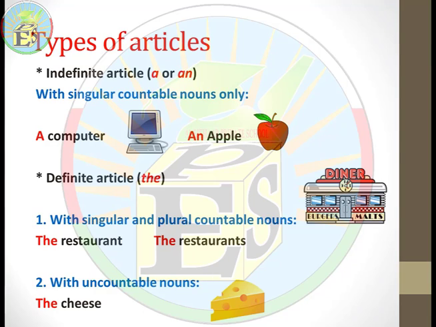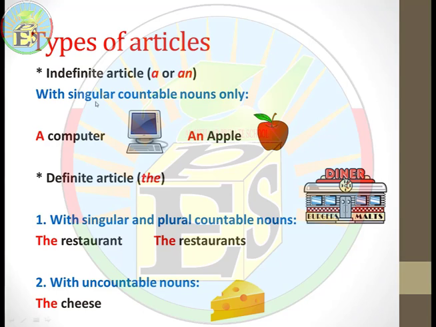So as you can see here, types of articles. We have two main types of articles that we will talk about today. The first one is indefinite article, like a or an, and the second type is definite article, like the. Alright, so let's start with the first one, which is indefinite article. So when do we use this type of articles?